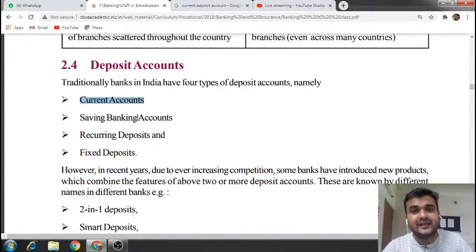In savings you can only withdraw whatever is your balance, maximum up to balance. For example, if you have 10,000 in your balance, you can only withdraw up to 10,000, nothing more than that. In recurring, you can only withdraw whatever you have deposited every month, 500, 500, 500, plus a small interest. And in fixed also, you can only withdraw the fixed amount which you have deposited plus a small amount of interest, not more than that. That facility is only given to current accounts. Okay, only current accounts. Clear?